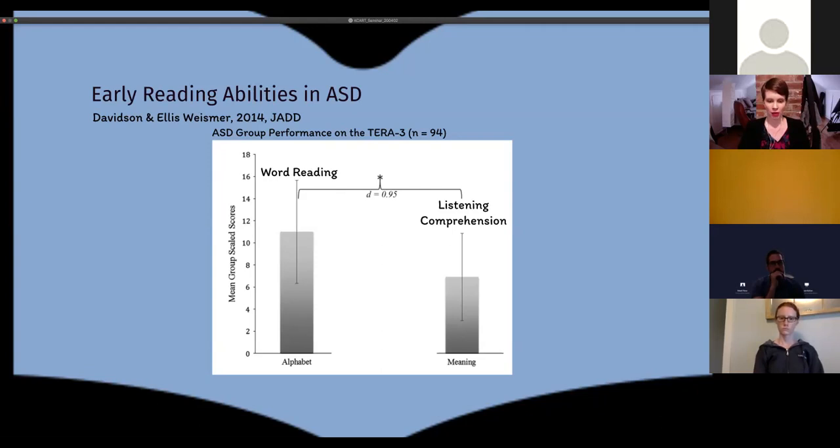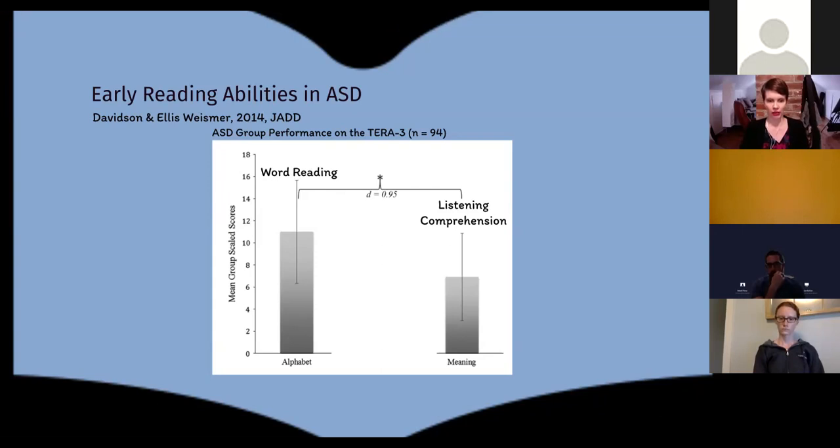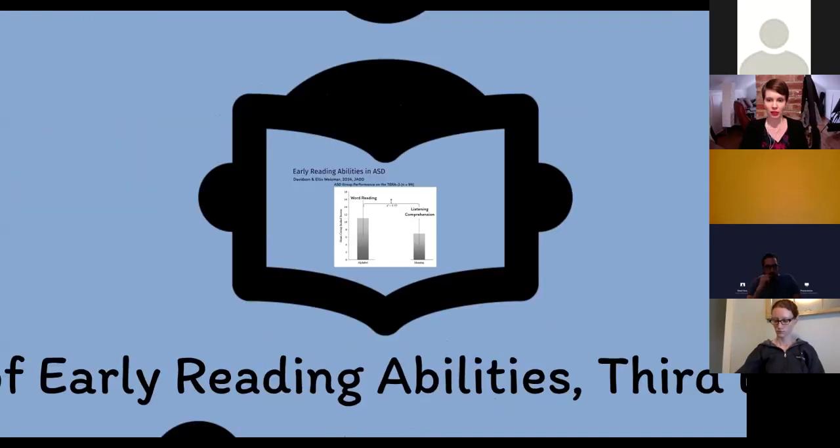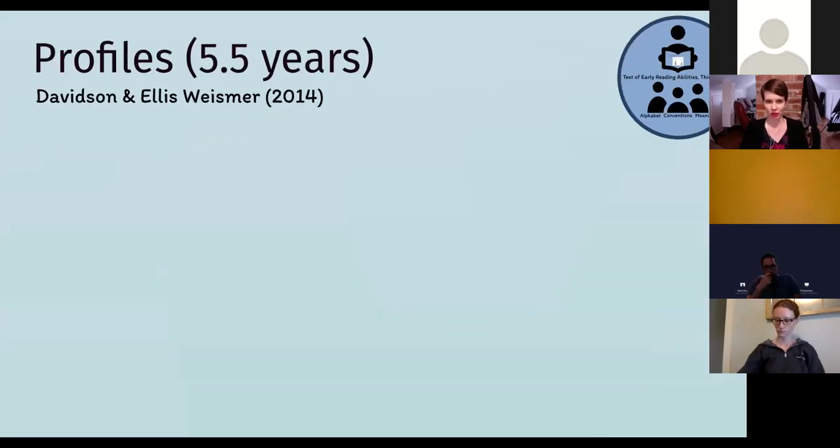So if we map the alphabet subtest onto our word reading skills and our meaning subtest onto our listening comprehension skills, which you see here on the x-axis, and then we have the performance on the y-axis, we found a large and significant difference between children's word reading skills and their listening comprehension skills as an entire sample here. Therefore, we took this as evidence that yes, we do see evidence of this poor comprehender profile at an early age.